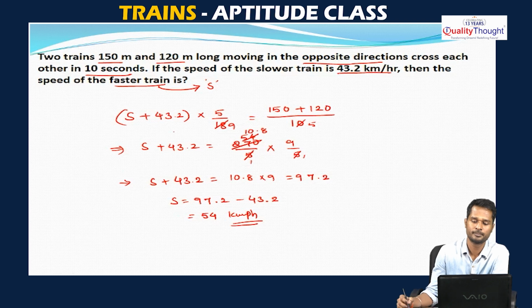So, it is simple. Both the trains are moving in the opposite direction, so add the speeds. He has given both the lengths of the trains. It is in meters and time is given in seconds, so multiply the speeds with 5 by 18, and after that go for the cross multiplication and cancellation. So, s plus 43.2 is equal to 97.2. So, the speed of the faster train is 97.2 minus 43.2, that is 54 kilometers per hour.